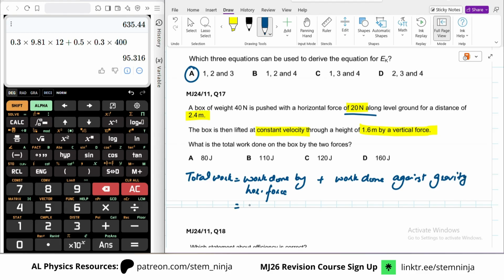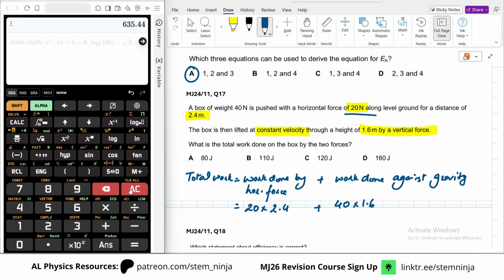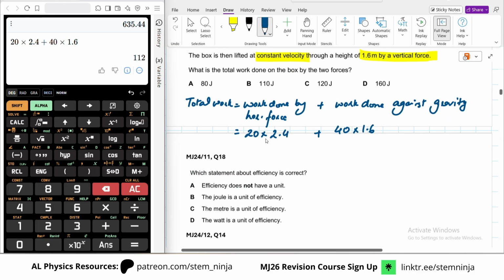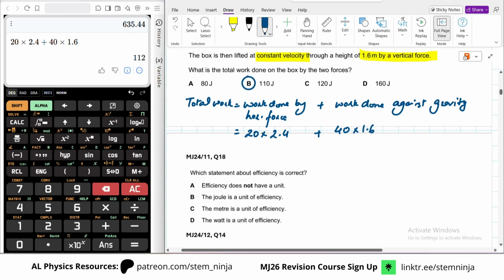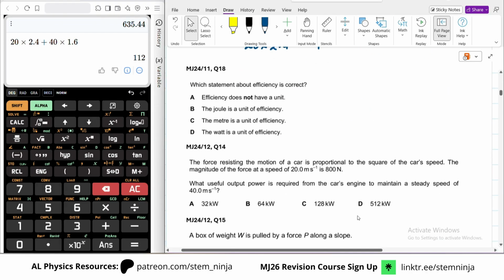Okay, so this would be 20 times 2.4 plus 40 times 1.6. So 20 times 2.4 plus 40 times 1.6 is 112, which would be this thing. Which statement about the efficiency is correct? It does not have a unit, so that's basically the simple answer.